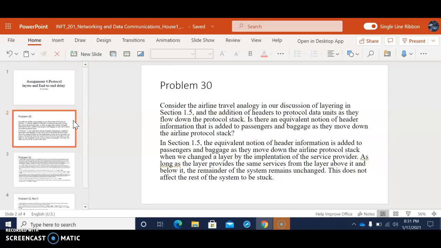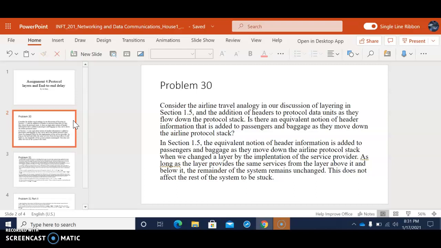All right, for problem 30, this will be in the textbook. Considering the airline travel and our discussion of layering in section 1.5, and the addition of header information to the protocol data unit as it flows down the protocol stack, there's an equivalent notion of header information that is added to packets as they move down the airline protocol. Now, as we see in this graph, they're asking us if we could change the information, like the passenger and baggage, in the airline protocols.